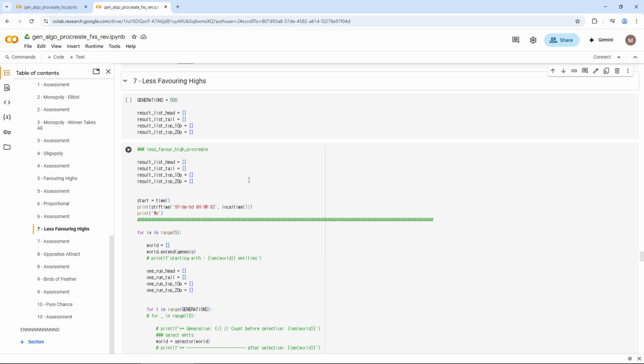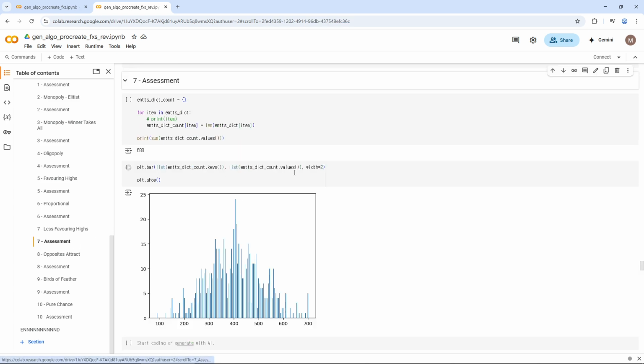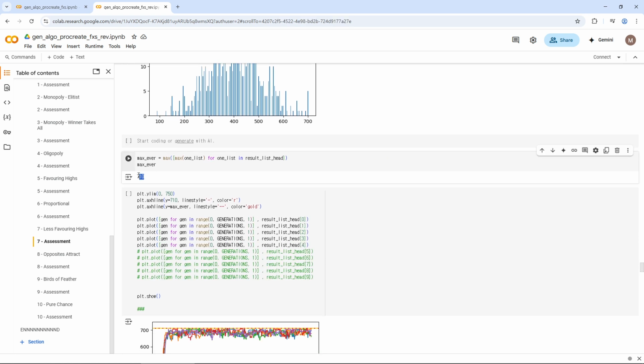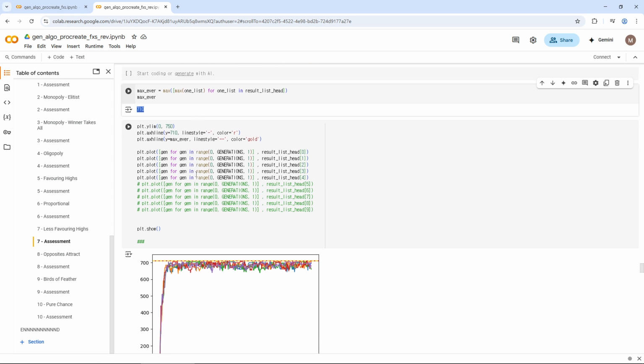Less favoring highs, let's look at that. Here's the distribution. Oh, we have a really high median, or the mean value, kind of. It's very heavy in the center. Well, more heavier in the center than the other Procreate functions. However, we do have like 5 entities at 700. And it did hit the maximum ever, 710.